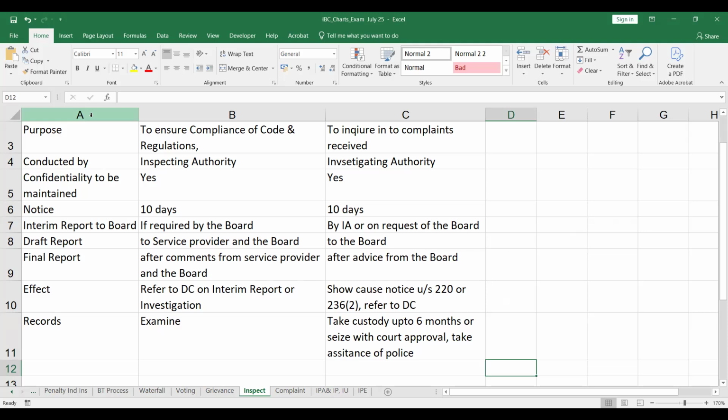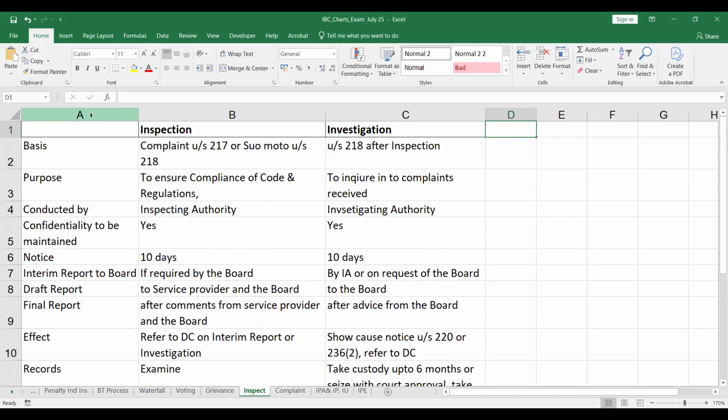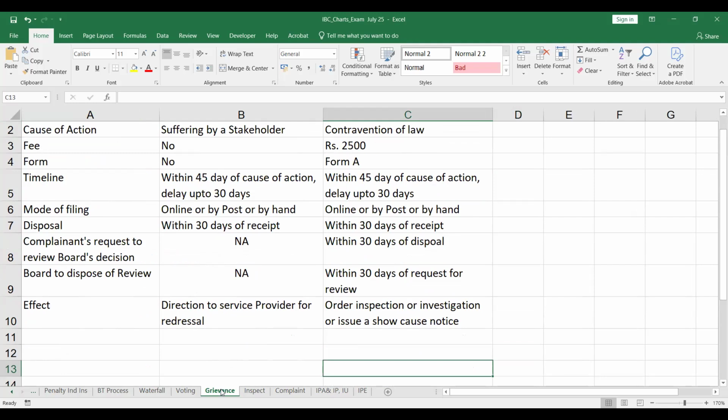Regarding records also, in case of investigation, the powers are more. So the investigating authority may take custody of records and they may keep the records with them for a period of 6 months. Or they can also seize the records with the approval of the court, and they can take the assistance of police in case of any resistance. So this is the brief regarding inspection and investigation. Now let us see some of the provisions regarding grievance.